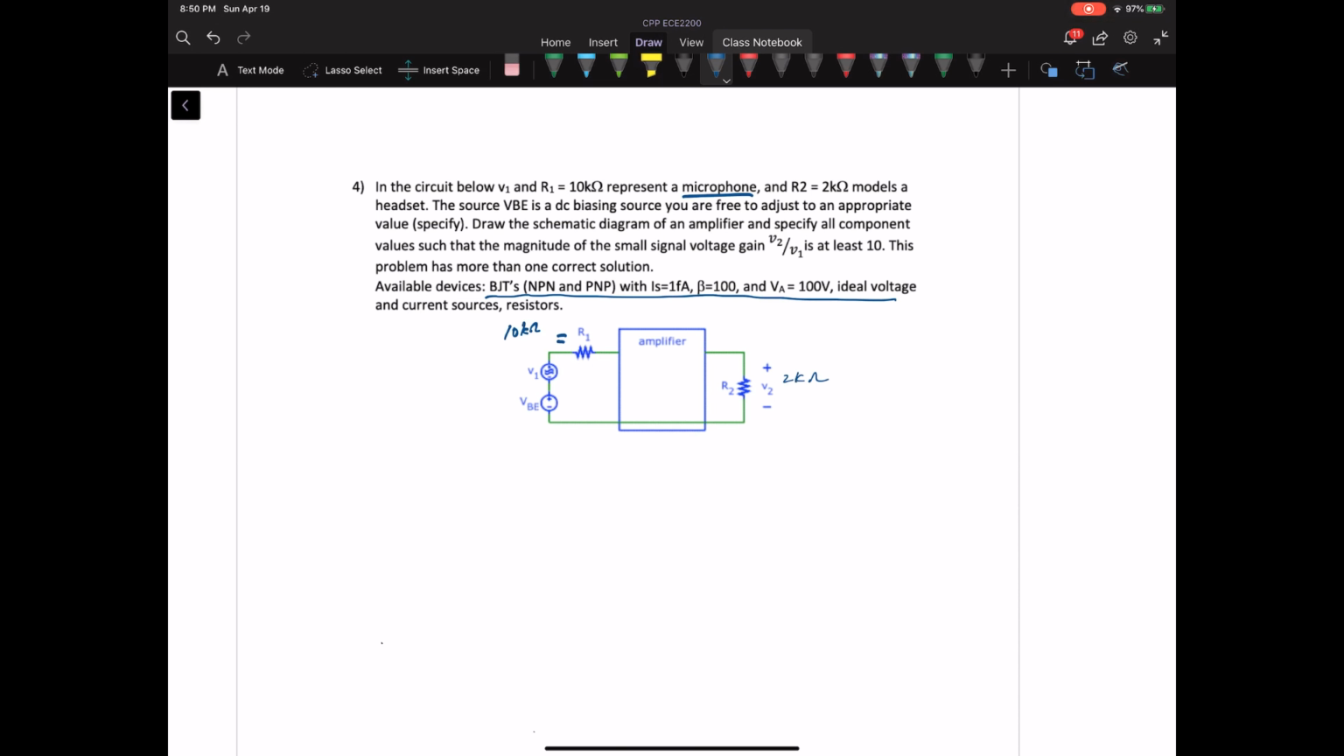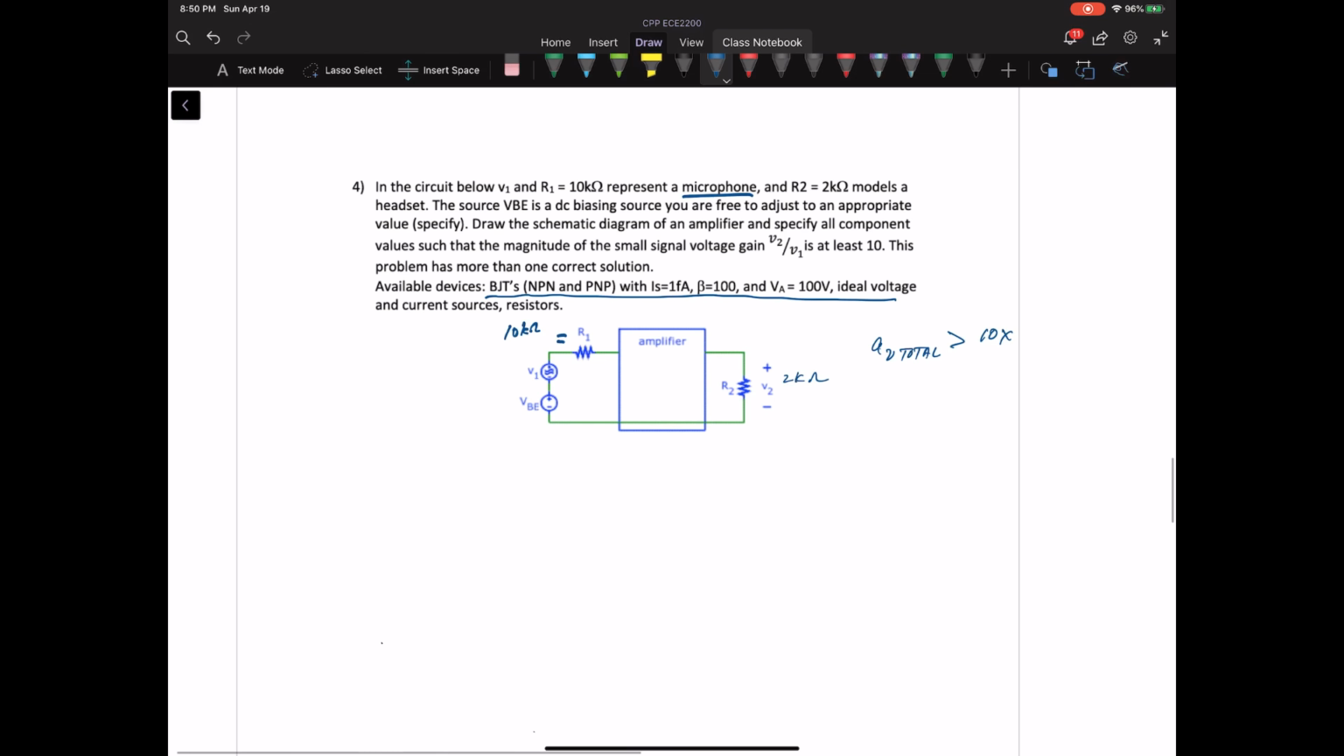And it's going to drive a headset, and that's got a certain input resistance, which is 2k ohm. And then we're supposed to get the gain of this, AV total, to be at least 10x. That's all we're given. So basically now we've got some restrictions, but then we have a bunch of freedoms.